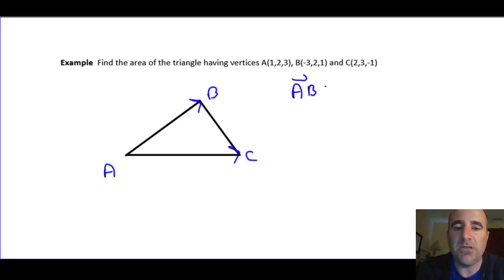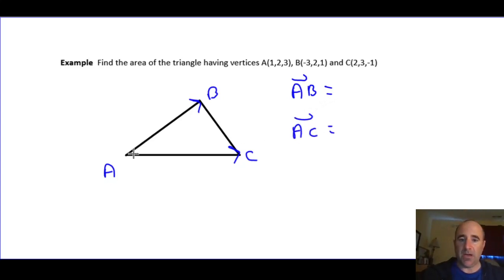There is more than one way you could do this. You could do AB and AC, or you could do BC and BA, that would work, or CB and CA, that would work, but you need 2 vectors, point-to-point vectors, whose tail is at the same location in order to use the definition we just did.